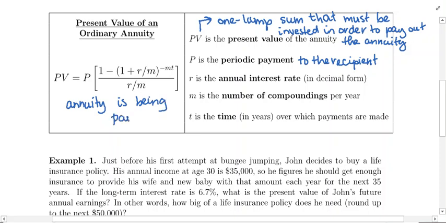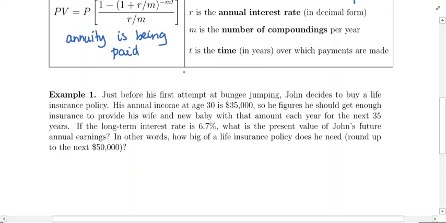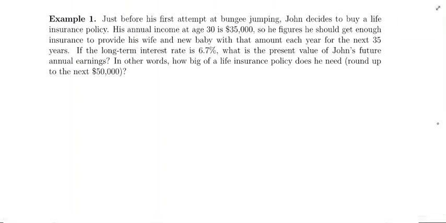So let's look at example one, and hopefully this will clarify the situation for you. This first example is going to involve life insurance. Life insurance and retirement, those are the two biggies for present value of an annuity.